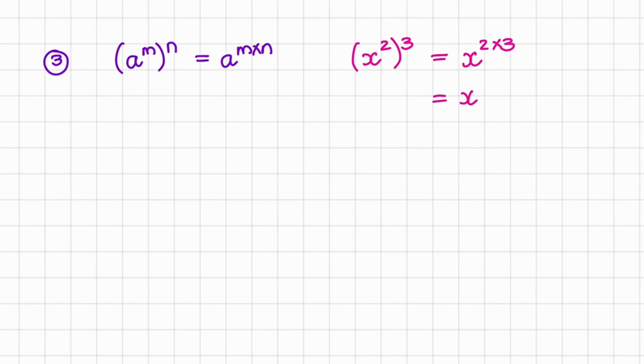The third law of exponents is that if I have something raised to a power, and I have that in brackets, and I raise the bracket to another power, then I can multiply the exponents together. So let's say we have x squared raised to the power of 3. And this will be the same as saying x to the power of 2 times 3, which becomes x to the power of 6.